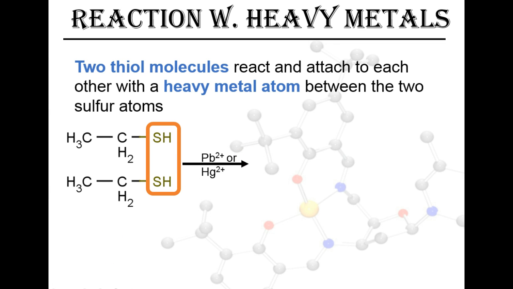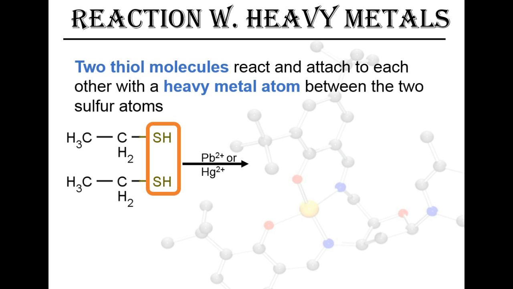So this second reaction is a similar reaction, but this time with heavy metals involved. Heavy metals, if you don't know, pretty much lead and mercury. Pb is lead and Hg is mercury. What happens here is 2 thiol molecules, there's the 2 of them, they react with each other with a heavy metal atom such as lead or mercury.